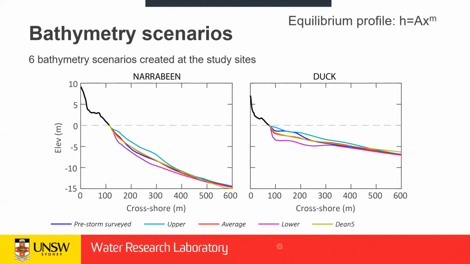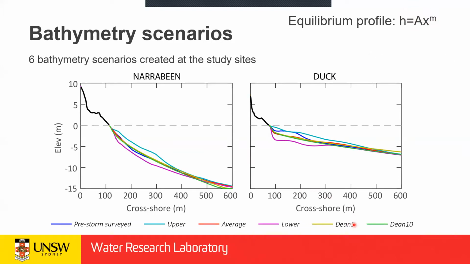An equilibrium type profile, where the equation of the profile defined by Dean is given by this equation here, where the water depth h at a given distance x from the shoreline is given as a function of a constant m and a scale factor A. The scale factor can be calculated by knowing the cross-shore location of a given contour. For this profile, I've chosen the 5-meter contour so that the profile passes through the shoreline, the 0, 0, and then the minus 5-meter contour. I'll refer to that as Dean 5.